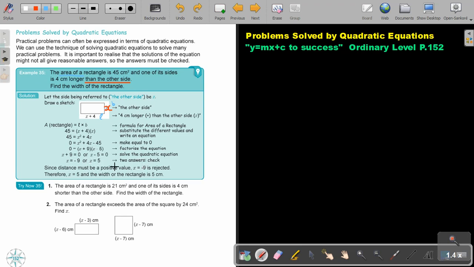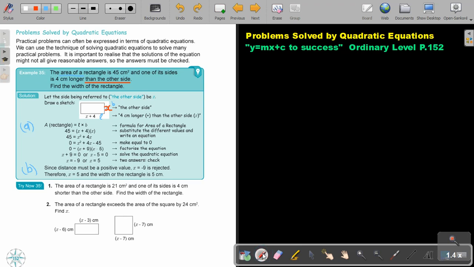So first find the solution of this quadratic equation. But now, since distance must be a positive value, x cannot be -9. You cannot say this is -9 centimeters. So you reject that. But first leave that as your answers, because sometimes they will ask this as A, and then they will just say solve, and then this as B. So don't reject it already there. Reject it in the second phase. So therefore x is 5, and the question is, find the width. The width of the rectangle is 5 centimeters.